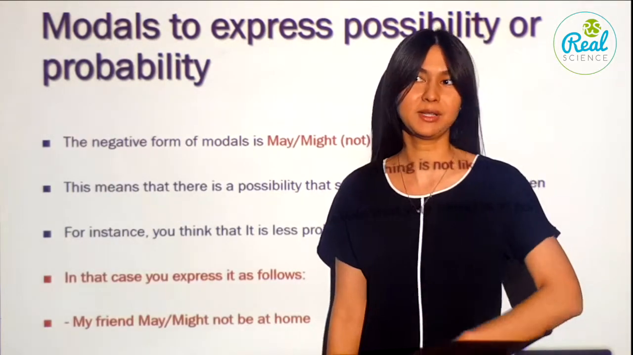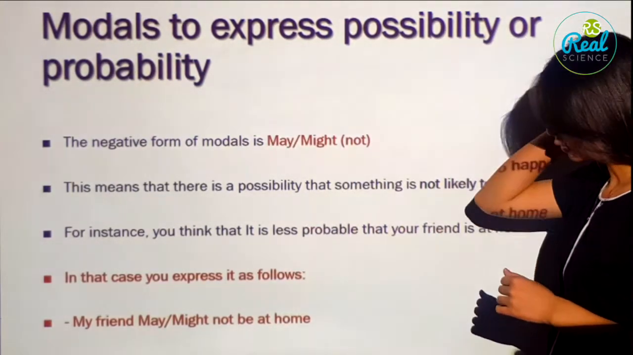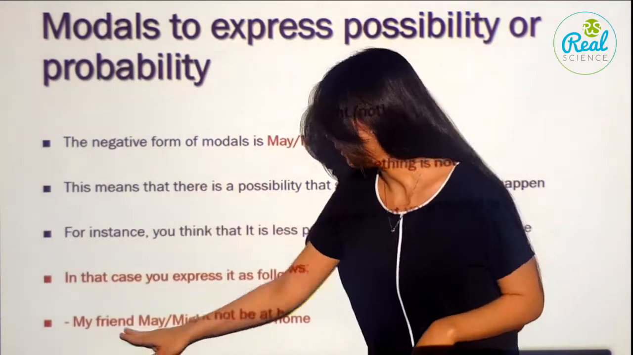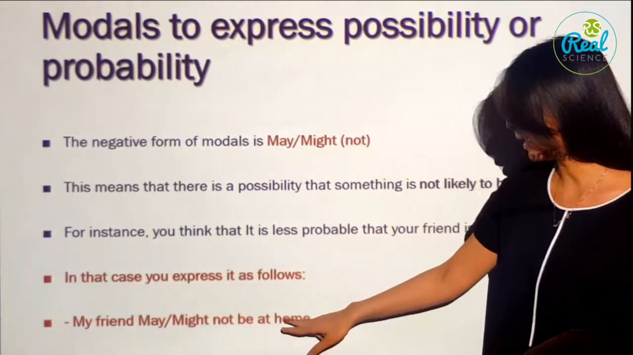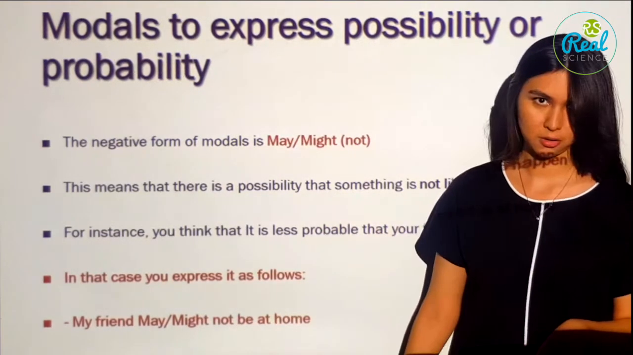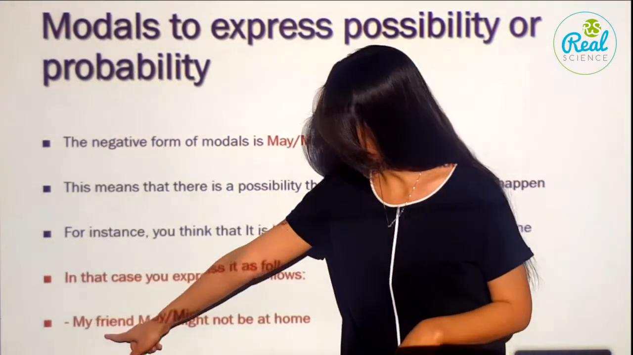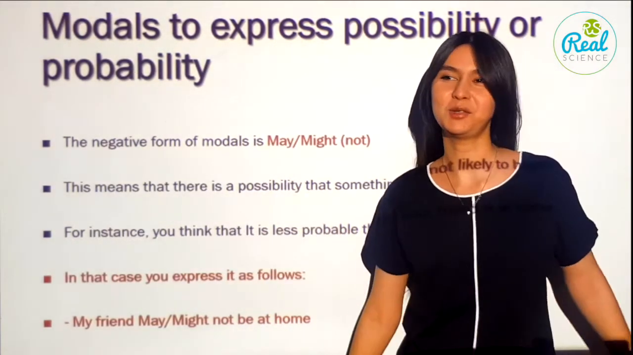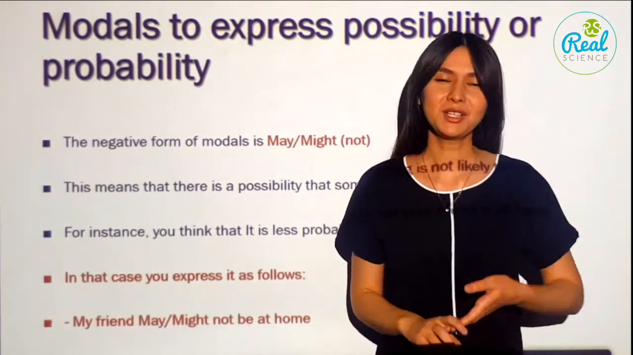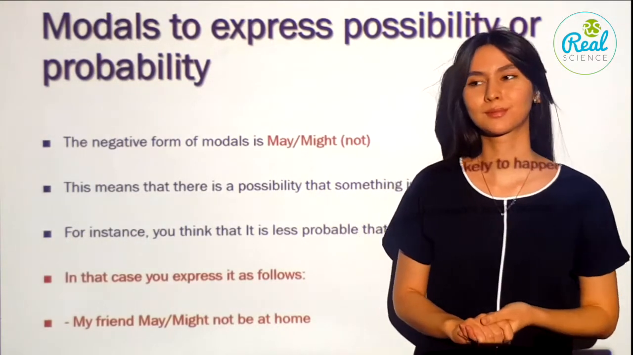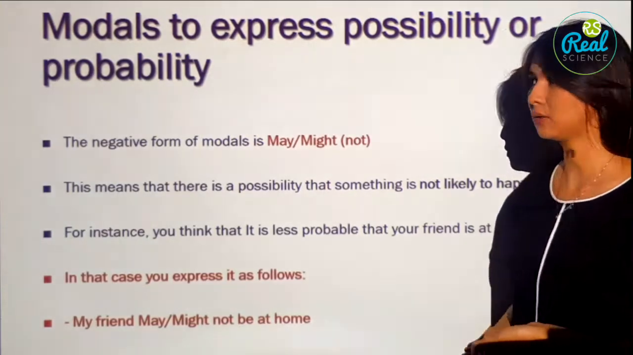Let's express it in the negative way. Look at the first one. In that case, you express it as follows: my friend may or might not be at home. So here we use may or might not. Here we are expressing our opinion in a negative way. This is just an easy one. Any questions? No questions. Okay, if you don't have any questions, we will move on.